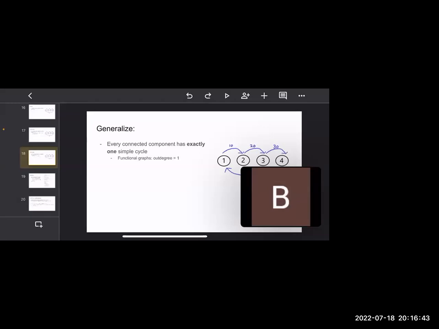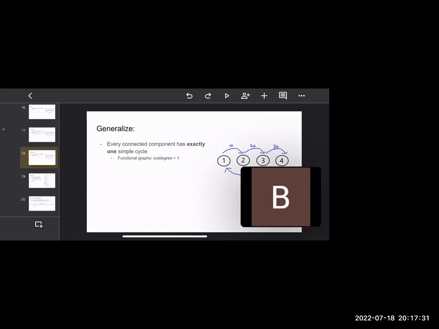Just take a minute to think about that. Why is that a thing? Why can't I have multiple simple cycles? The reason is that the out degree of every node is one, which means that if we were to have multiple simple cycles, some nodes in the connected component would have to have out degrees of more than one. And we also can't have regular cycles that aren't simple, because that would also require nodes with an out degree of more than one.